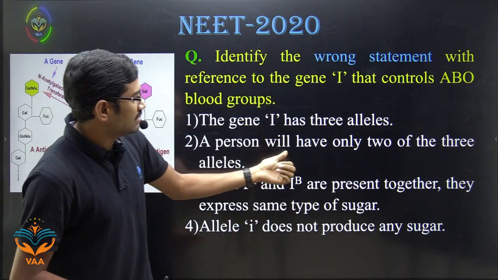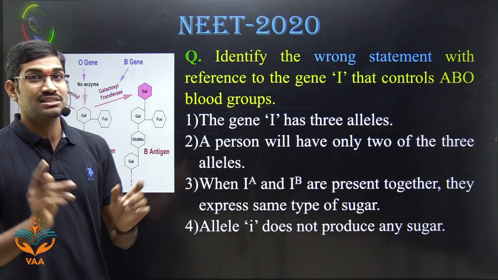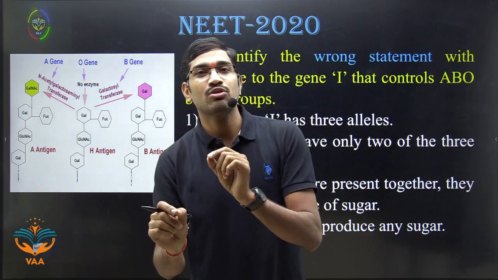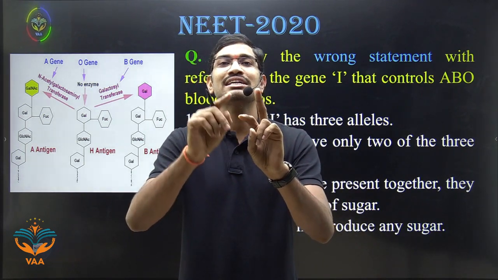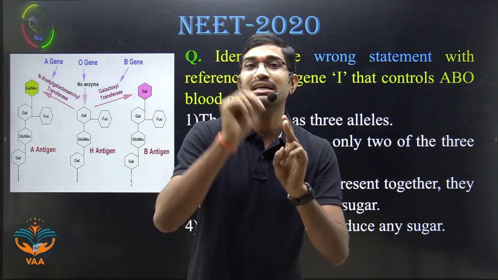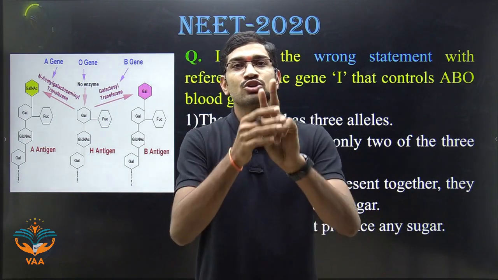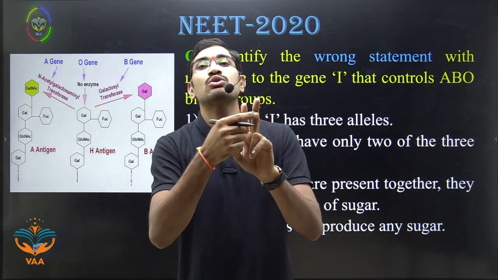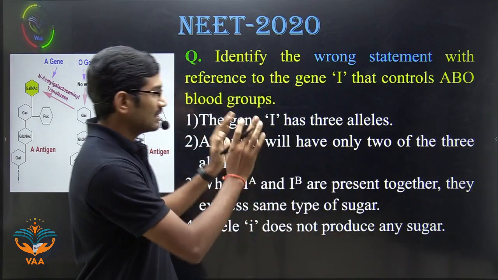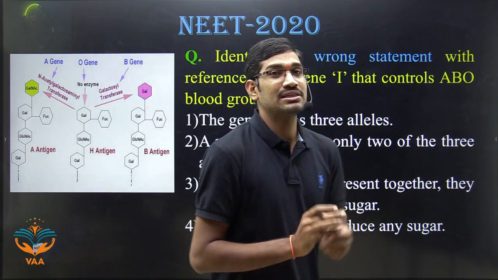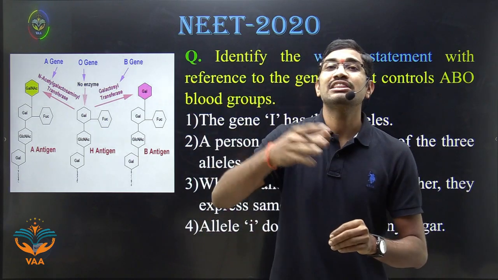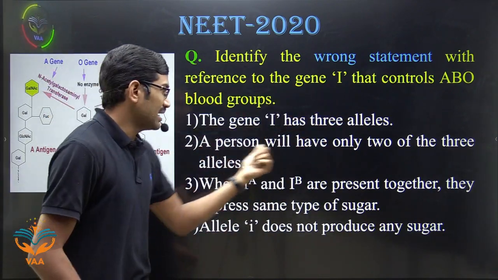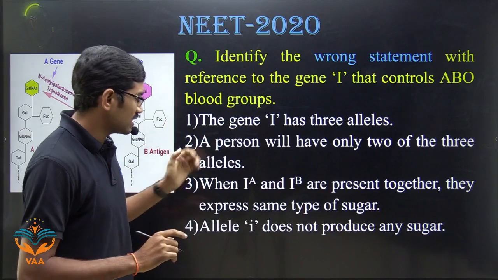Next one, a person will have only 2 of the 3 alleles. This is a very important point, because in a diploid individual, for a particular chromosome, 2 will be there. One is obtained from the father, which is called paternal, and the other is obtained from the mother, which is called the maternal chromosome. In this way only 2 chromosomes are present. So any gene can have a maximum of 2 alleles only. Another important concept here is multiple allelism. Multiple allelism can be observed in the population. More than 2 alleles we can observe only in the population. In one individual, at most we can see only 2 alleles. So this is also a correct statement.